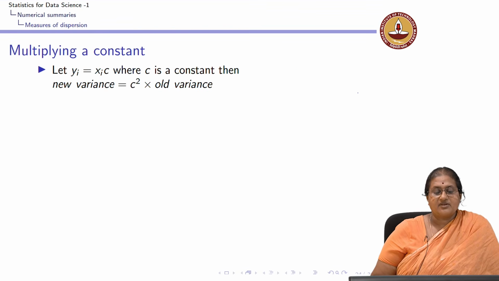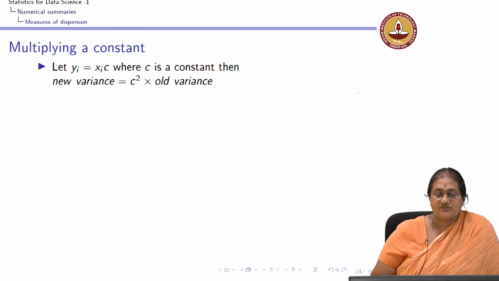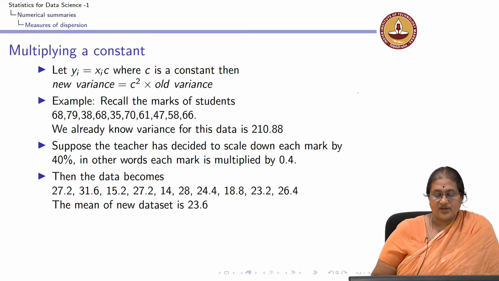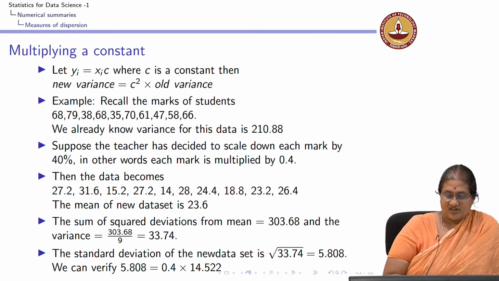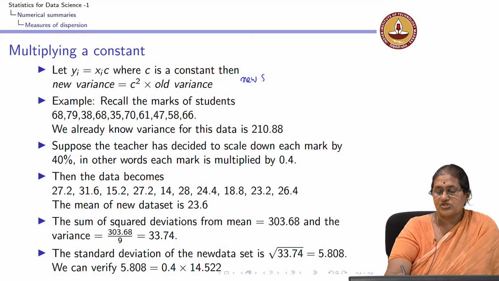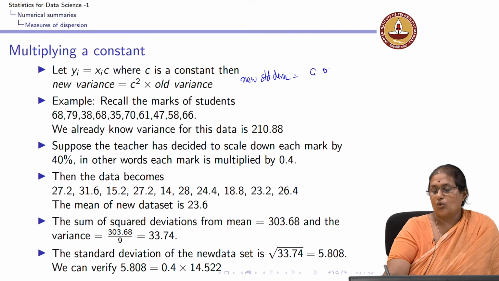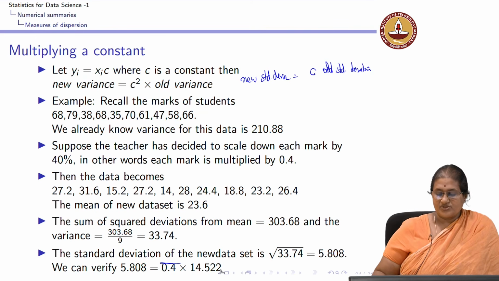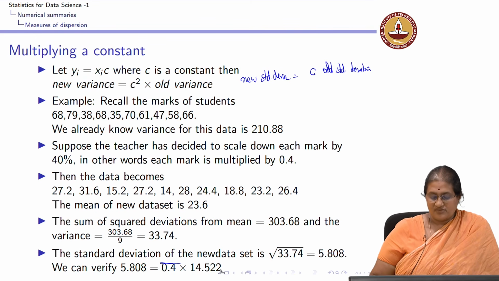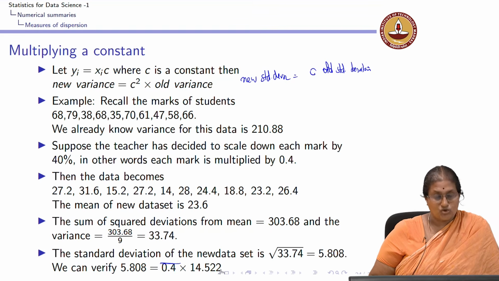So when I multiply with a constant, I know the new variance is c square times the old variance. So when I look at the data set, you can see that the standard deviation is 0.4 times 14.32. So the new standard deviation is c times the old standard deviation. Okay, this is my c, and I can see that that is c times the old standard deviation, which is 14.522.